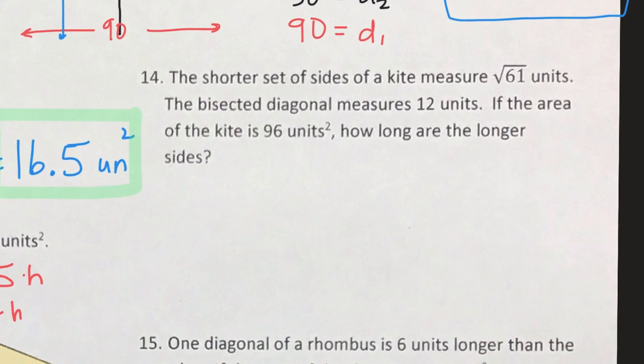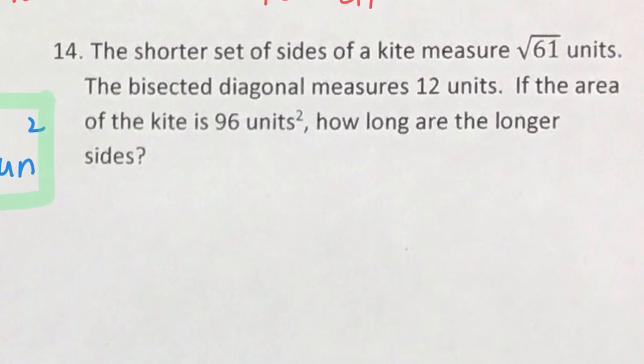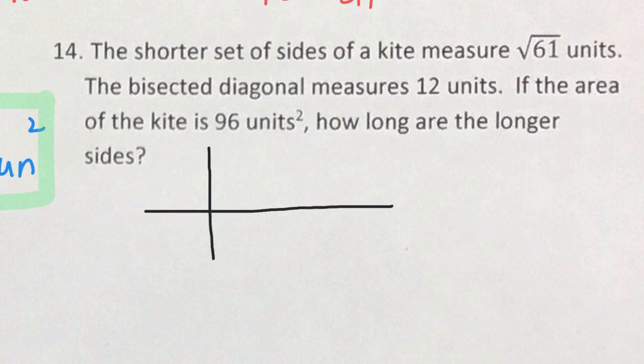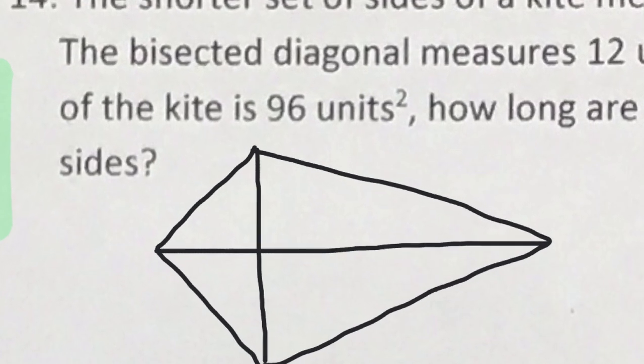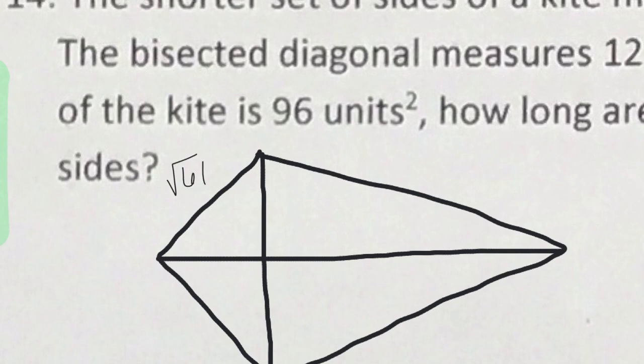Okay, now we have a kite. The shorter sides of a kite measure root 61. The bisected diagonal is 12, and the area is 96. How long are the longer sides? Okay, so here's your kite. We know the side length is root 61. We know the shorter diagonal got bisected, so we're going to chop it into 6 and 6. And we're trying to figure out how long are the longer sides of your kite.